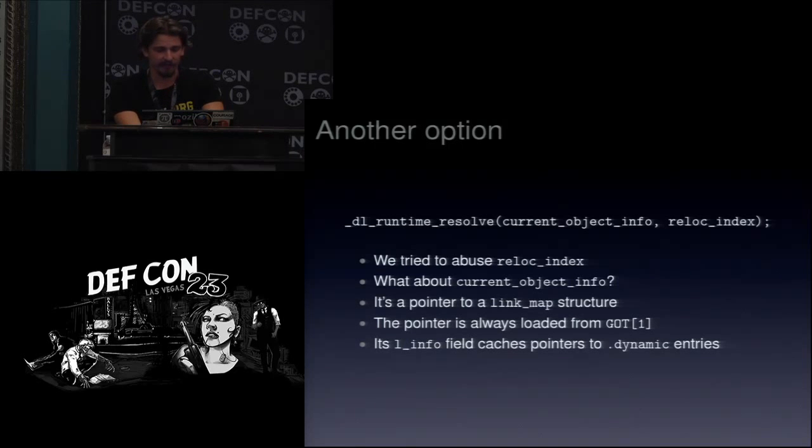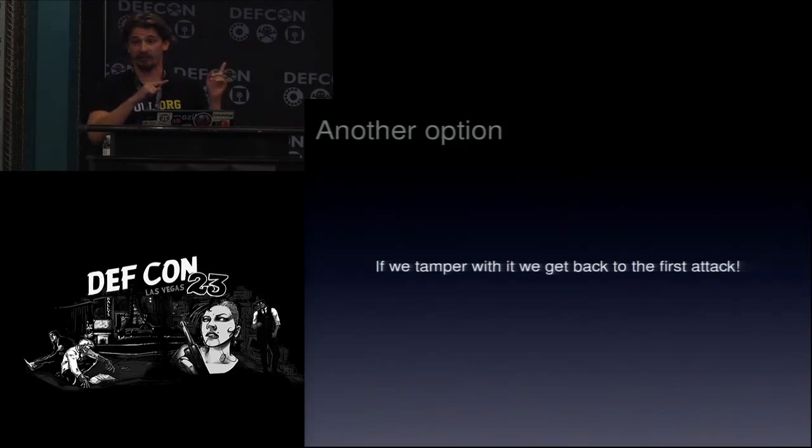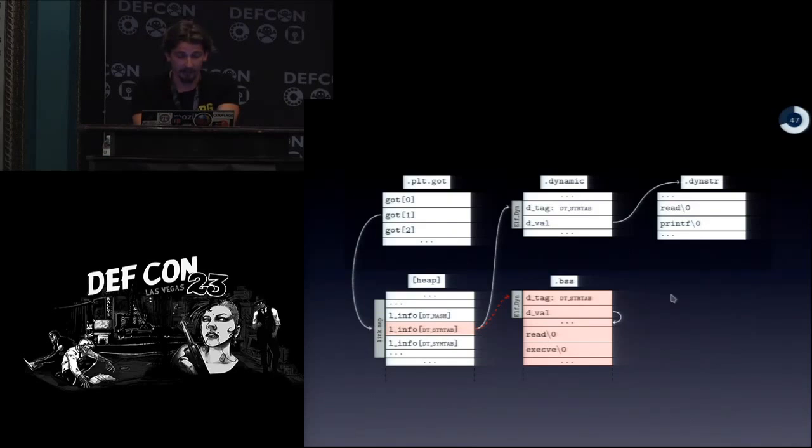And the nice thing about this data structure is that it has a field called l_info, which basically keeps a cache of pointers to the entries in the .dynamic section. So the idea is, if we can tamper with this internal data structure of the loader, we can basically go back to the first attack, when we were tampering directly with the .dynamic section. And this is actually what happens. So we go to the PLT-GOT section. We go to the second entry, which keeps a pointer to this link_map structure.